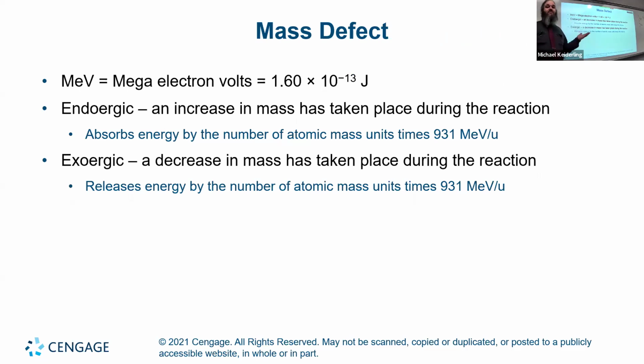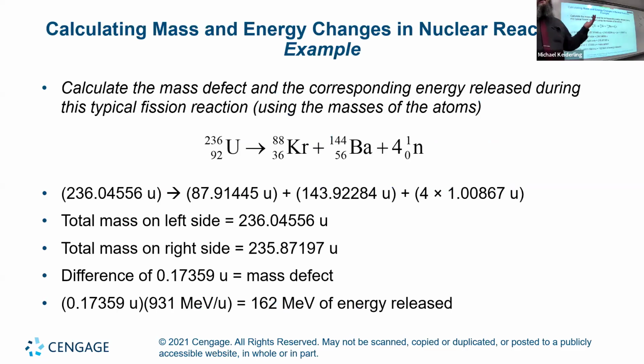It absorbs energy by the number of atomic mass units times 931 mega electron volts per atomic mass unit. And exergonic, if you have a decrease in mass, it releases energy at the rate of 931 mega electron volts per atomic mass unit.